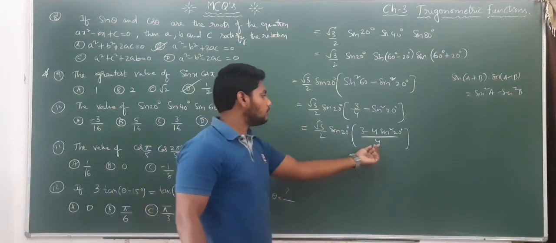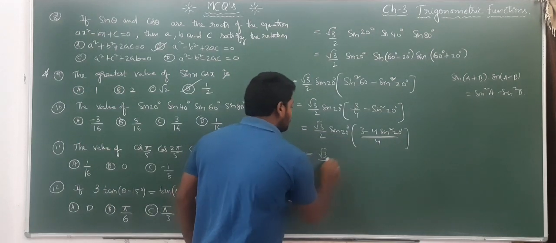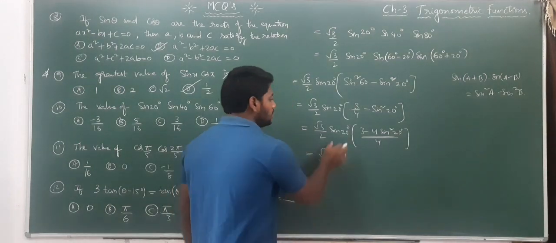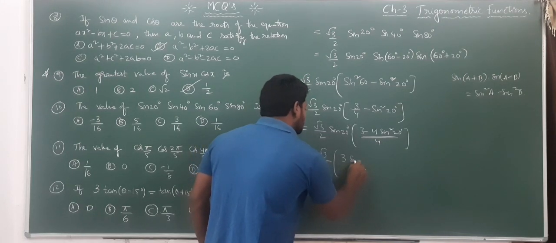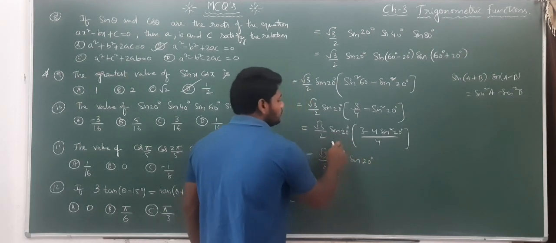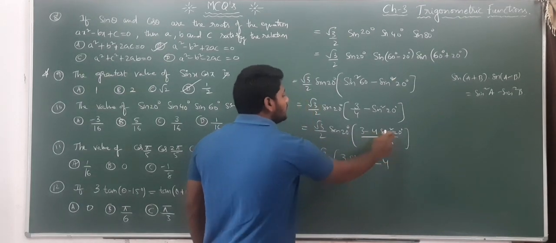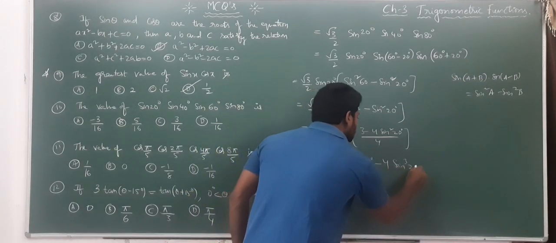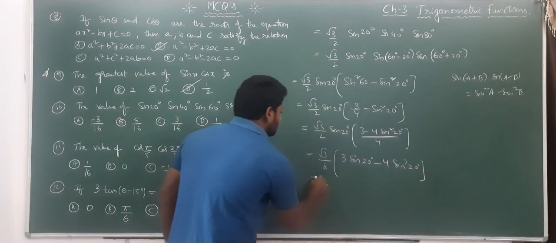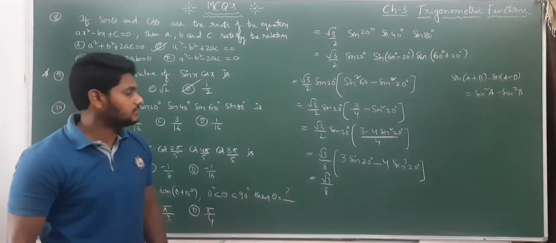This is root 3 by 2 into sin 20 degrees into 3 minus 4 sin square 20 degrees divided by 4. This is the LCM. Now if we take this 4 outside, it will become root 3 by 2 into 4, that is 8. You multiply sin 20 inside, it will be 3 sin 20 degrees minus 4 into sin 20 into sin square 20 degrees, which will become sin cube 20 degrees. Now you tell me guys, this is in which form?